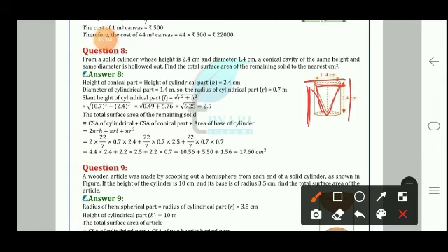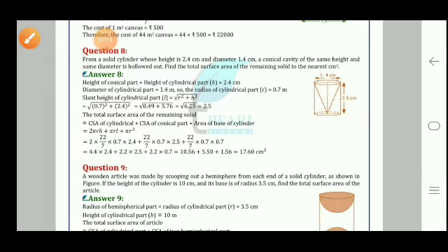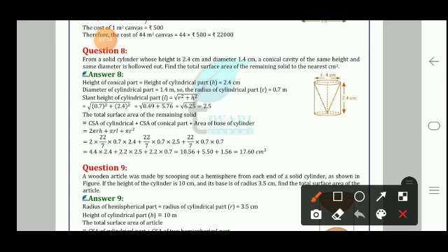So the total surface area of the remaining solid will be, first we need to find the l. We know the formula for finding l is root of r square plus h square. These are the values of r and h. So putting root of 0.7 square plus 2.4 square, the result is 2.5. Now the total surface area of the remaining solid will be the curved surface area of the cylinder plus the curved surface area of the conical part plus the area of the base of the cylinder. So that is 2 pi rh plus pi rl plus pi r square. Putting the value of r as 0.7, h as 2.4 and l as 2.5 in this formula, or we can also take common and then put the values, the result is 17.60 centimeter square.